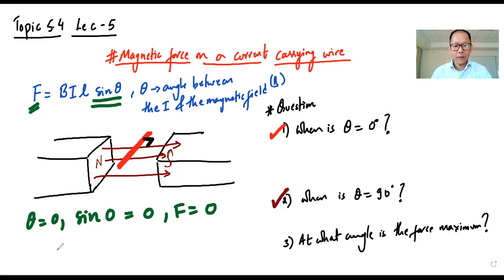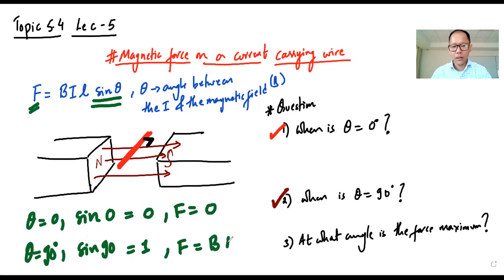But if we have theta as 90 degrees, then sine of 90 will be 1, which is to say that the force will be equal to just BI. So to answer at what angle the force is maximum, it is 90 degrees, because at all the other angles the value of the sine function will be less than 1. That's why we can conclude that at 90 degrees, the force experienced by the wire is maximum.